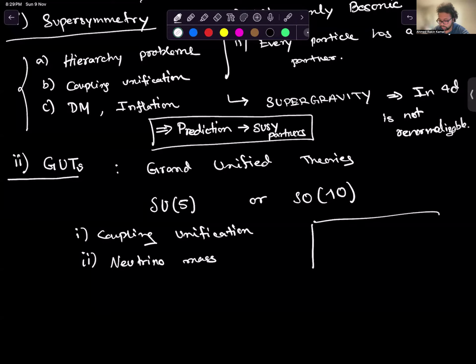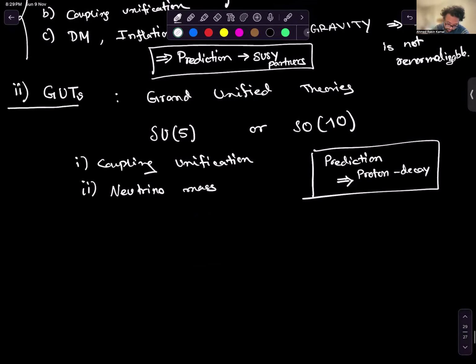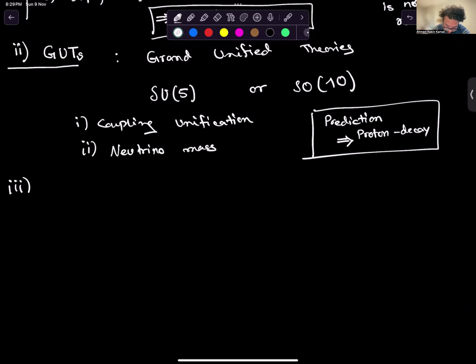And the prediction of this guy would be maybe proton decay. So GUT theories actually imply that protons should decay, basically baryon number violation, which is a standard model symmetry, but it's not a symmetry for the GUTs. And lastly, is the most ambitious of them all: quantum gravity.